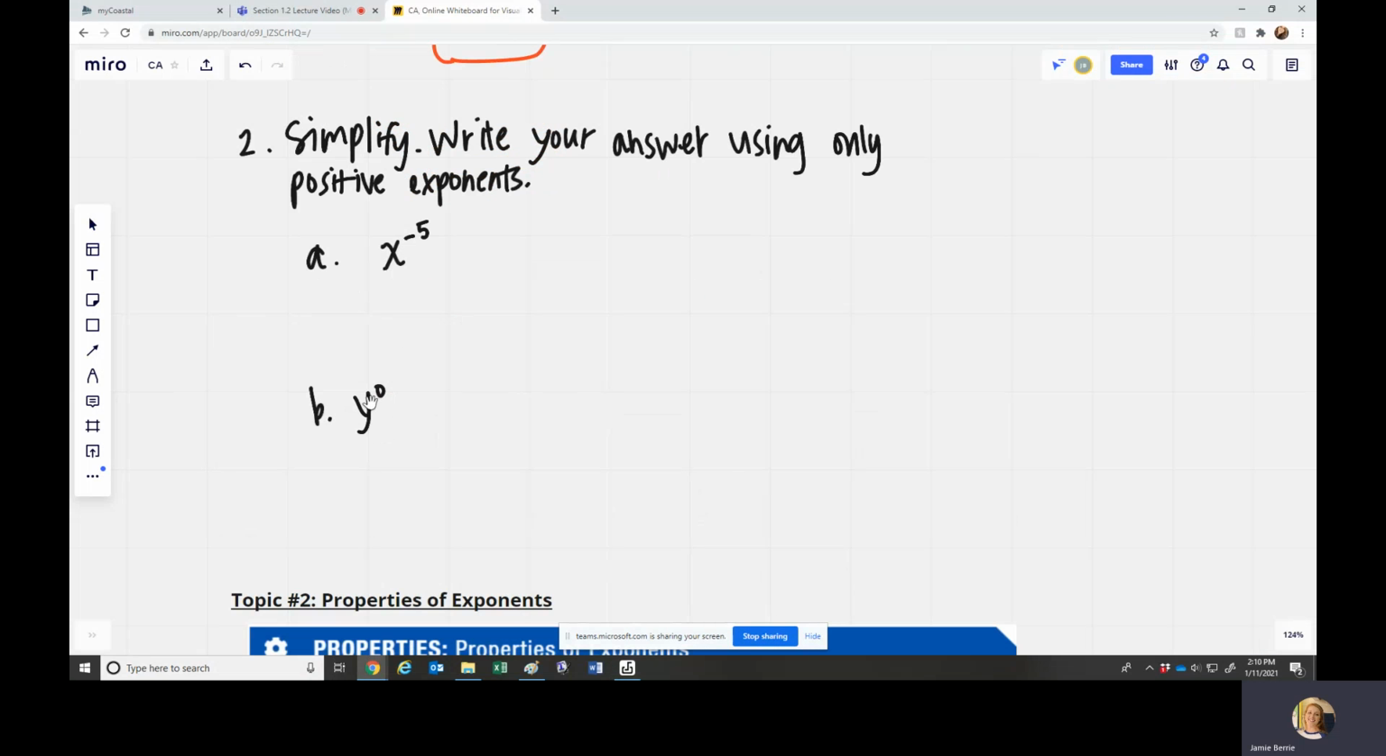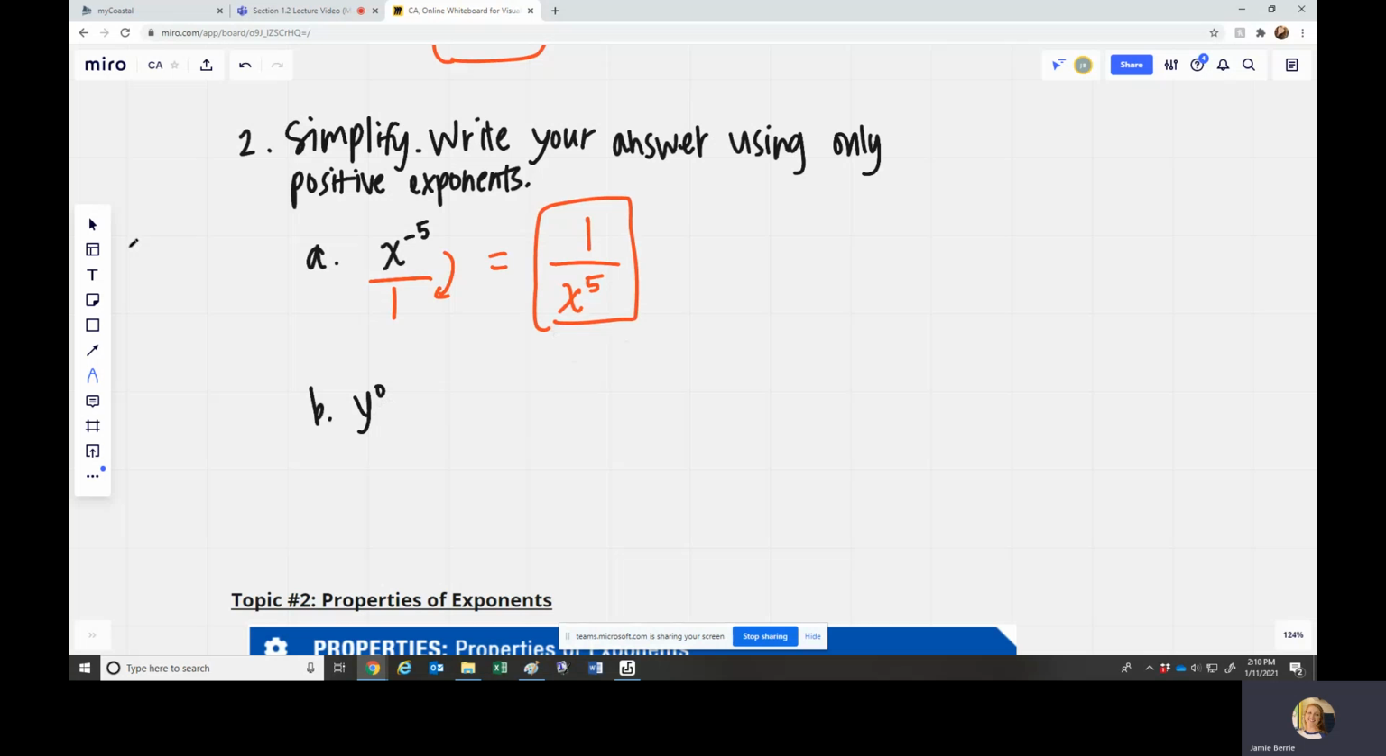Okay, here we have a couple of examples using our second two definitions that we learned. It says simplify, write your answers using only positive exponents. So we have x to the negative 5. We already know that you can just move that right on down to the denominator, with a 1 left in the top. That would be 1 over x to the 5th power.